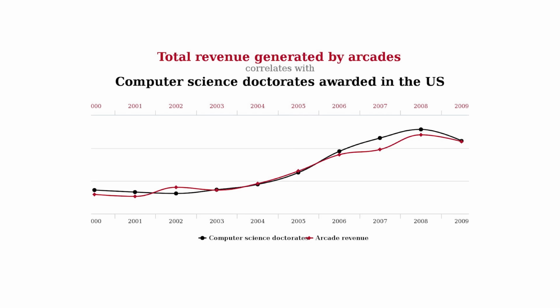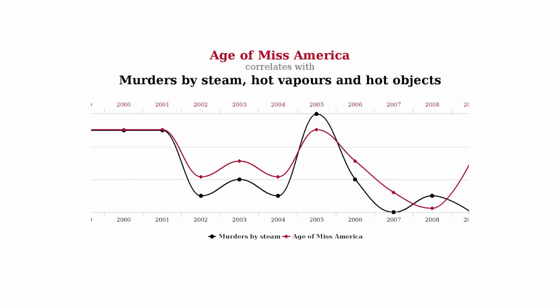Kids who like computer games become very good at it. Also, usually people who are interested in that are also people who are interested in science. But here is another one which comes from the website Spurious Statistics: the age of Miss America and murders by steam, hot vapors, and hot objects. Well, you can see that the correlation is even nicer. And there, it's a little bit more difficult to think that there is a causal story between the two.